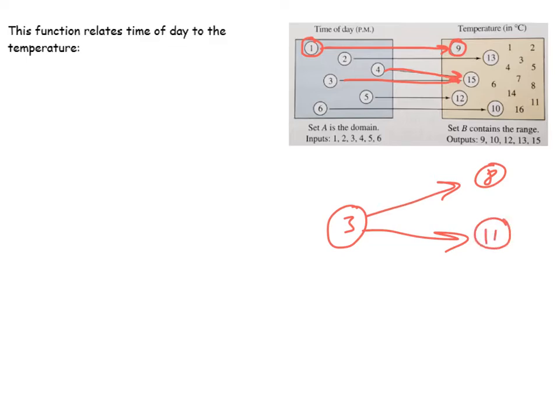That would be an element of set A, or my domain, or my x's, with 2 arrows going away from that number. In this case, that would mean at 3 o'clock it was 8 degrees and it was 11 degrees. Well, no, it could have been one or the other, but you shouldn't have 2 temperature readings for the exact same time at 3 o'clock.